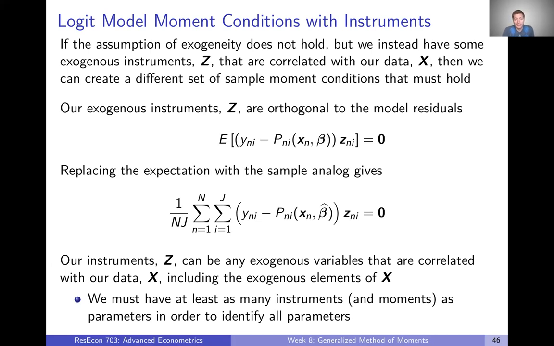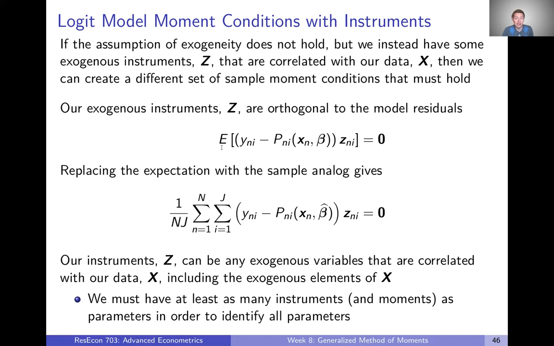Well, if those instruments are exogenous, then they're going to be orthogonal to the model residuals. So we can write down a very similar population moment condition as we had before. It's just that now it's not our independent variables that are orthogonal to the residuals, it's the instruments that are orthogonal to the residuals. So once again, here in the bracket, we've got a function of data and parameters that in expectation equals zero, a population moment condition.